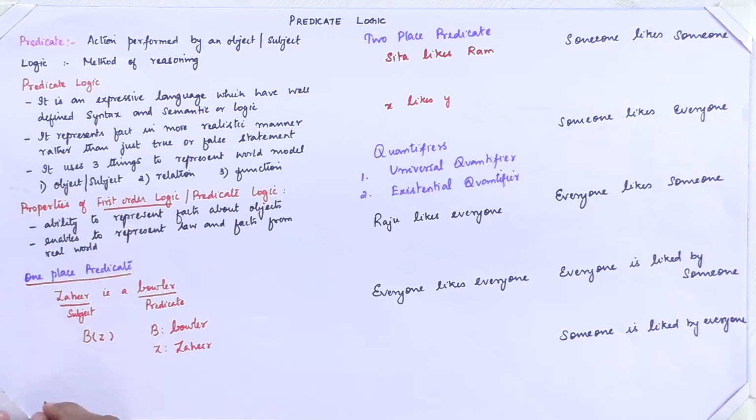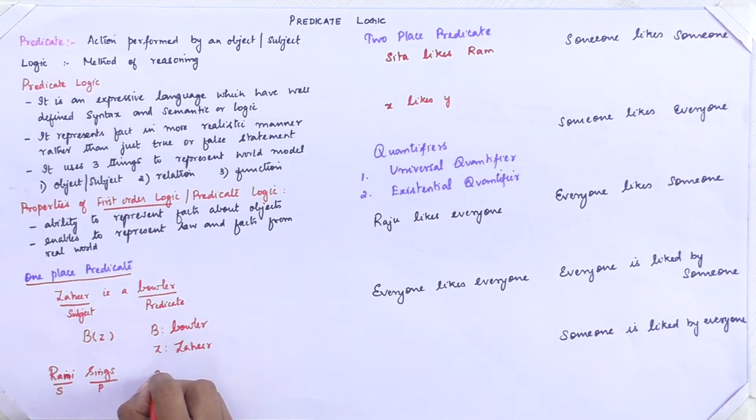Rani sings. Now here I have to find out what is the subject and what is the predicate term. First, Rani sings. I will have to find out what is the subject. Subject, we all know, is only the name here. So this is the subject, and what is the action performed by Rani? She sings. So this is the predicate term.